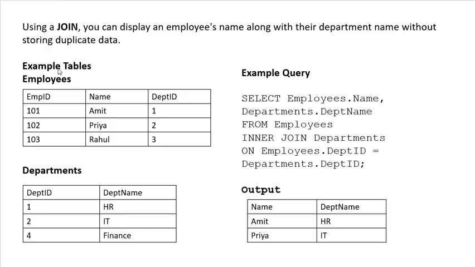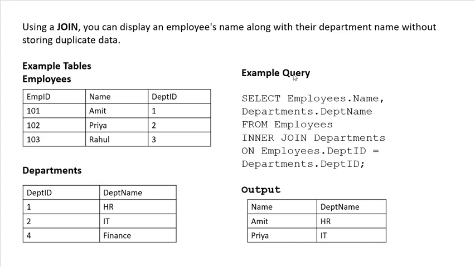In the example, the first table is the employees table, which has the columns employee ID, name, and department ID. Another table is departments, with department ID and department name. Both tables have one column in common, the department ID.